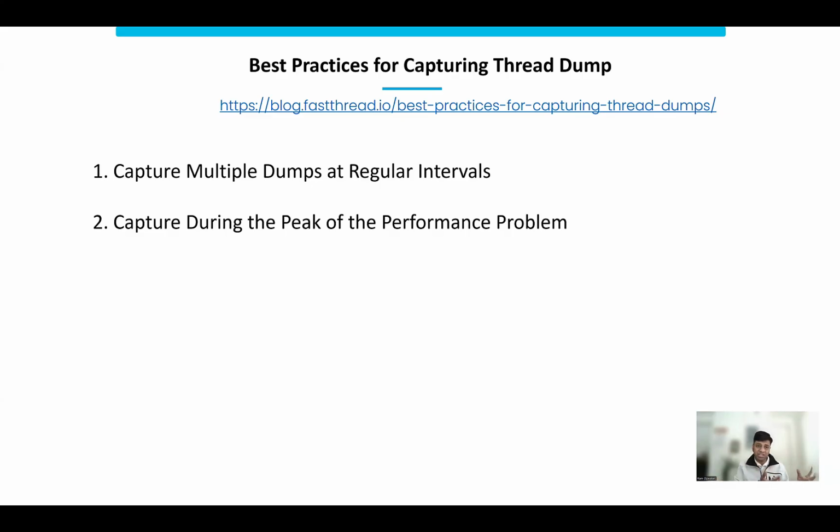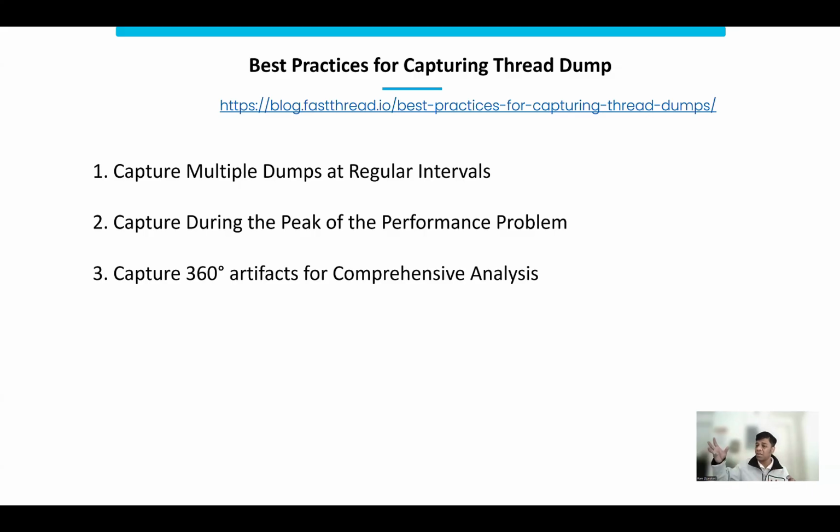When the patient is in serious pain, at that point we want to draw the samples, not when the patient is healthy, right? So make sure that before you recycle, you capture the dumps and then do the analysis. And also, just thread dumps are not enough. Having the 360-degree artifacts is very nice for a comprehensive analysis, because the 360-degree artifacts include network data. If there's any network slowdown, I can look at it. Storage data, we can look at everything.